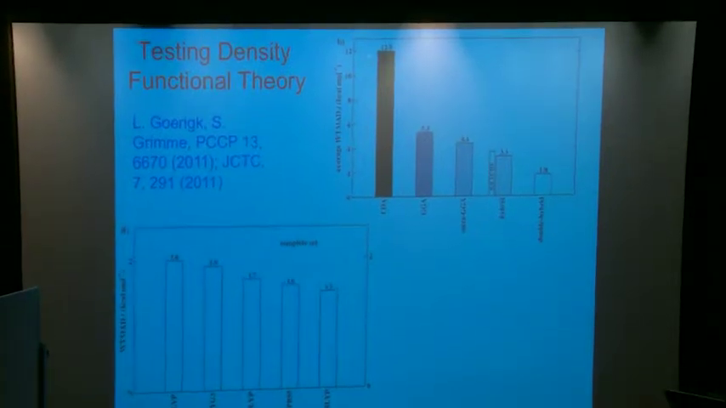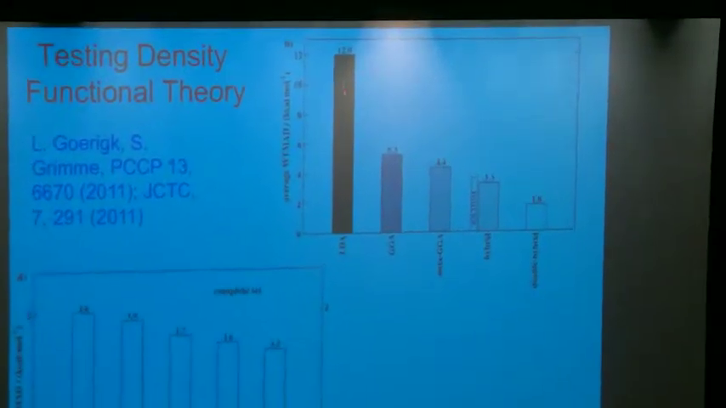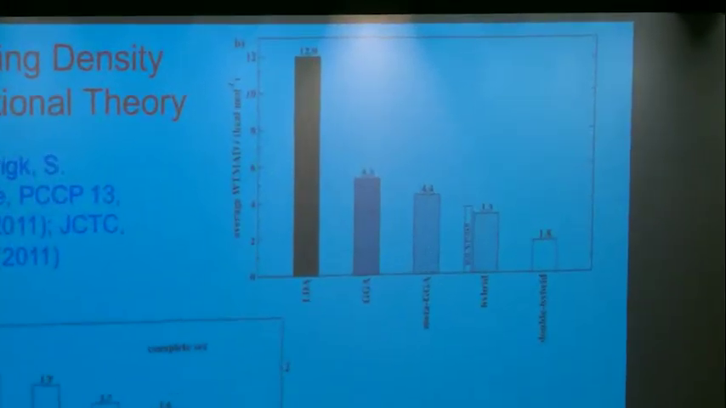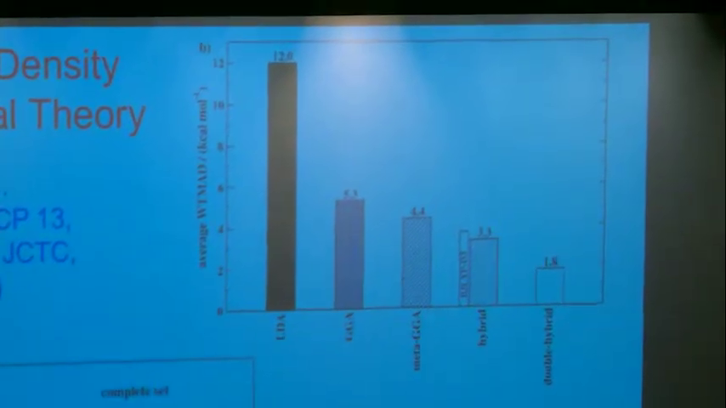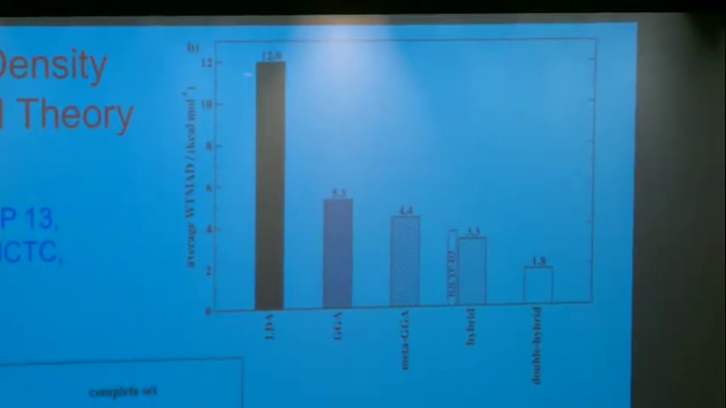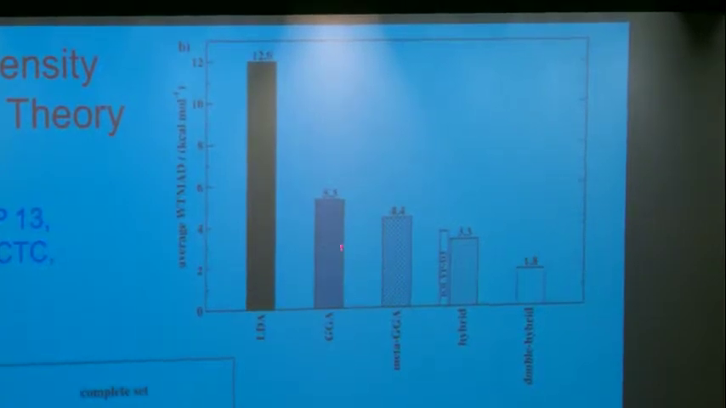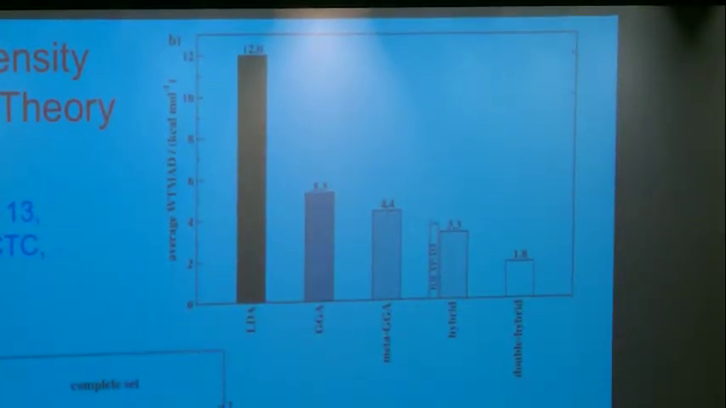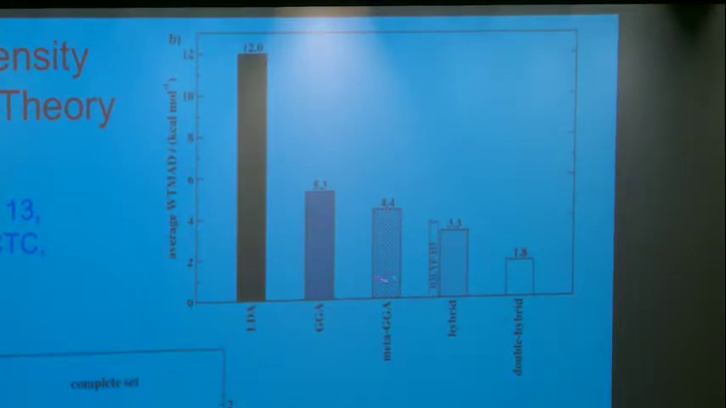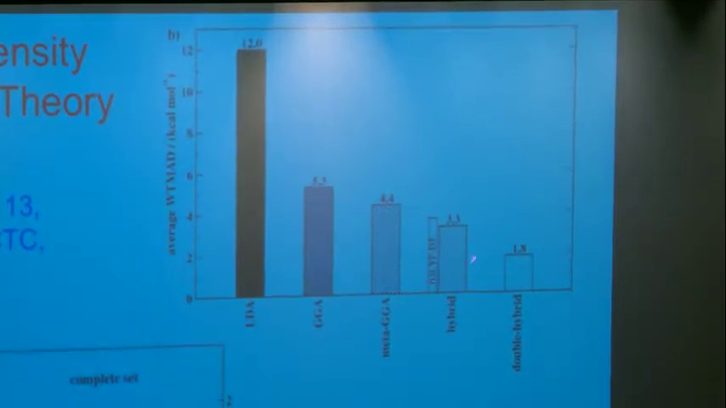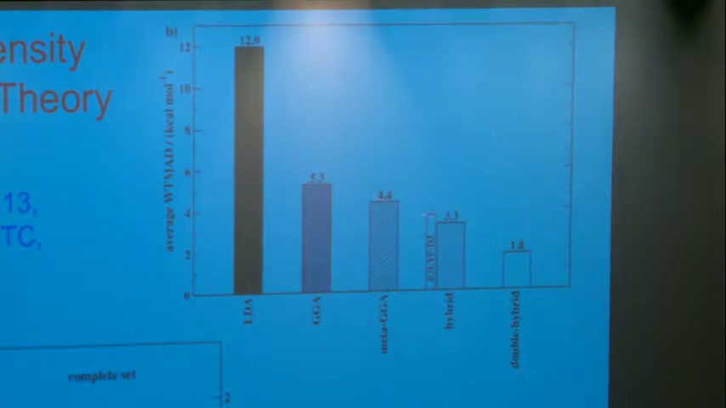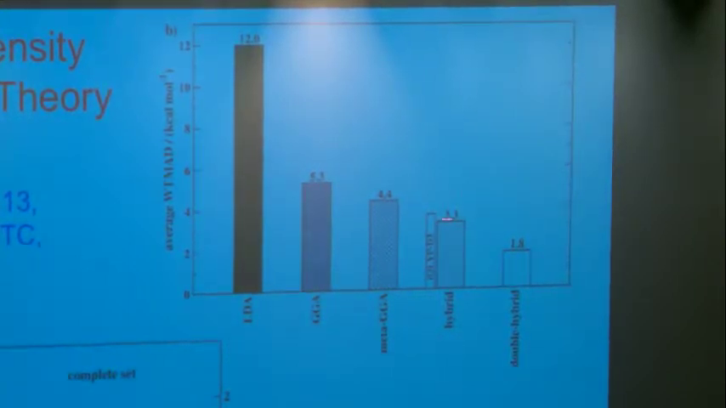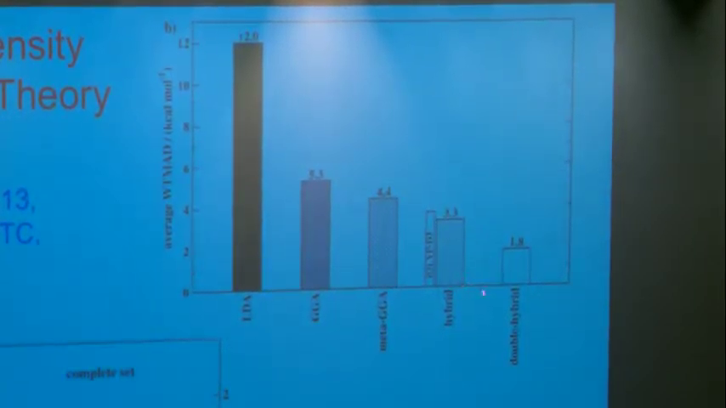If you start with LDA, you get about 12 kcal per mole accuracy. There are multiple different methods, and he's averaging over some of these different methods, and you see the progression. Once you put in the derivative of the density, you get a dramatic improvement in the accuracy, more than a factor of 2. Meta GGA, a little bit of an improvement. Hybrid, you're getting close to a factor of 2 in there as well.